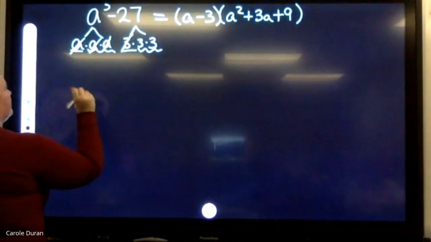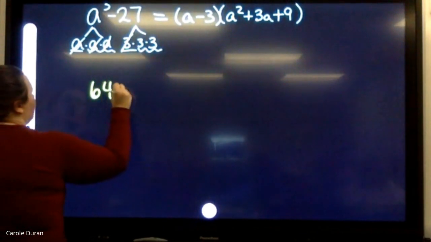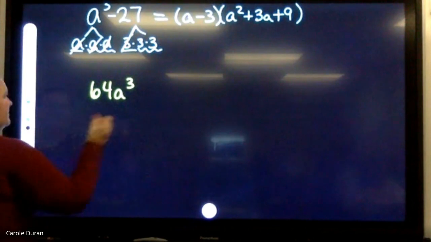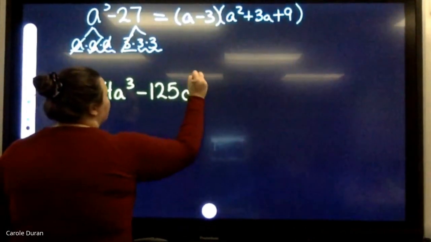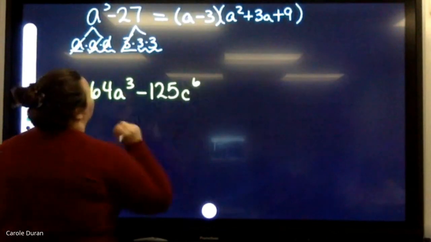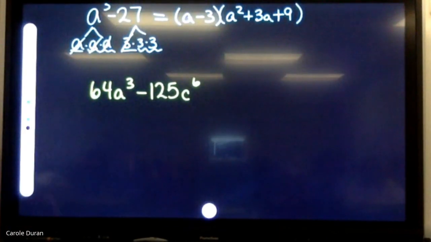So let's do 64a cubed minus 125c, oh gosh, to the 6th. Oh, it's pretty.